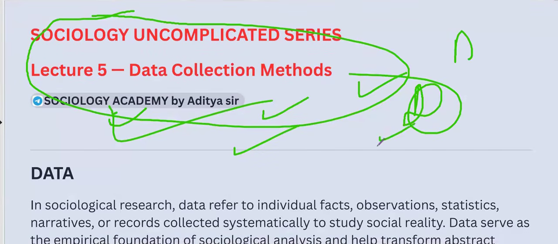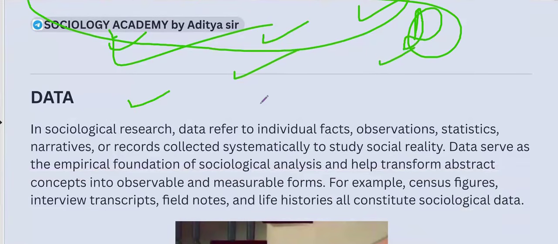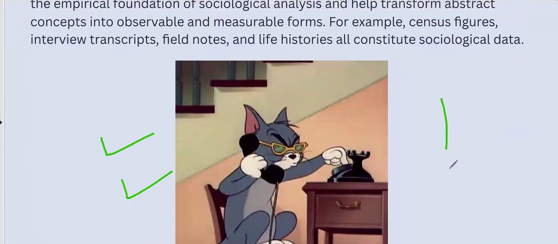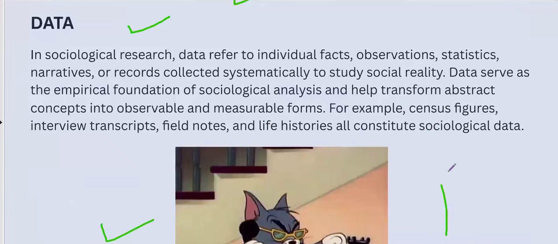Now, first of all, what is data? In sociology, if you are receiving a phone call nowadays, a lot of so-called spam calls, what are they aiming for? They are aiming for collecting your data: your income level, your consumer choices, what you like, what you don't like, all of this. And this is what happens in sociological research as well.